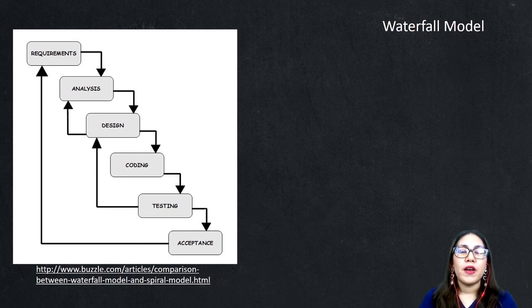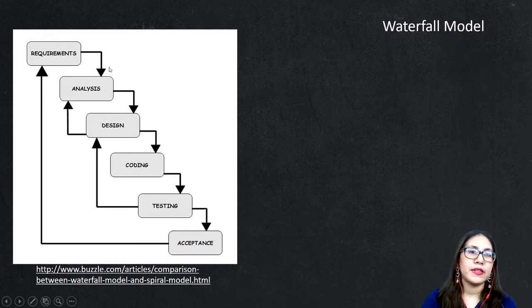We know from Intro to SE from the previous class that the requirement is the first step of the waterfall model. For example, in this picture, requirement is the first step, and then analysts use the requirement to analyze and design the system. After that, the developers code and test the system, and then acceptance.